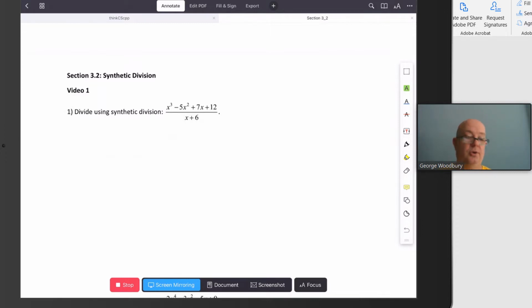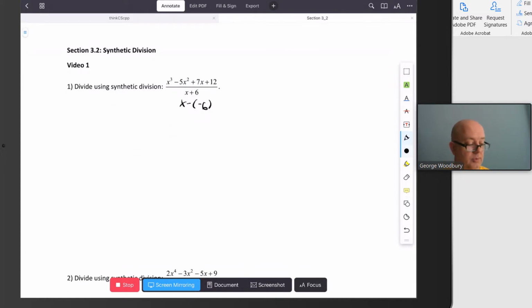The first thing that we need to know is in the denominator, it's got to be a linear factor, so it can't have an x squared or any other power of x other than x to the first. And we need the coefficient of the x term to be 1, which is what we have here. We need to think about rewriting it as x minus some number. In here that's the same as x minus -6. That -6 we need when we're doing synthetic division.